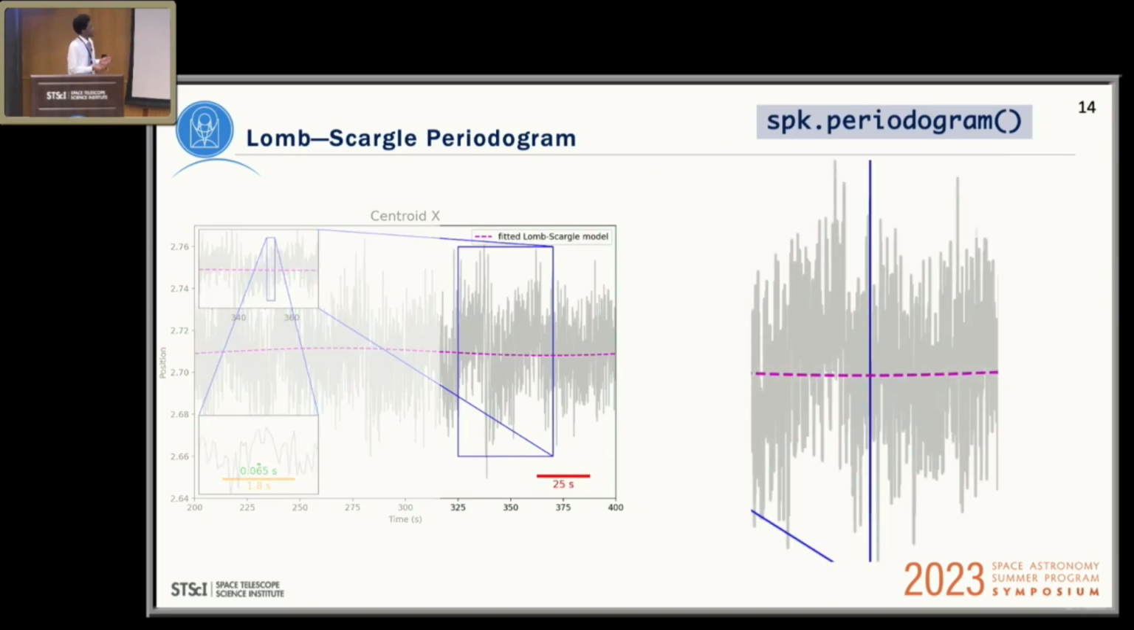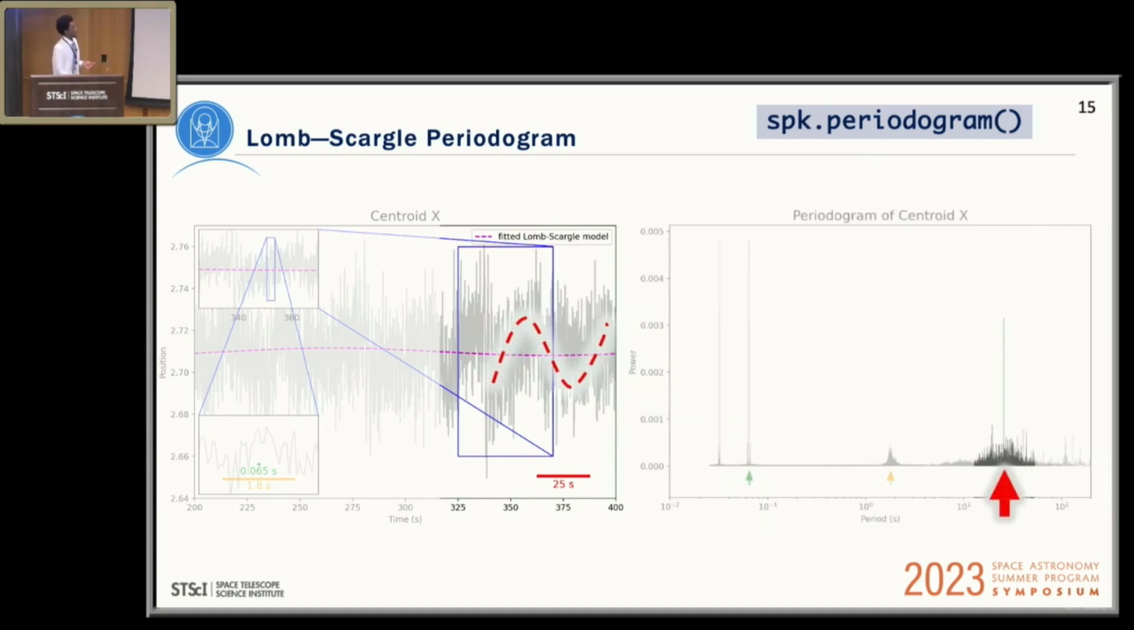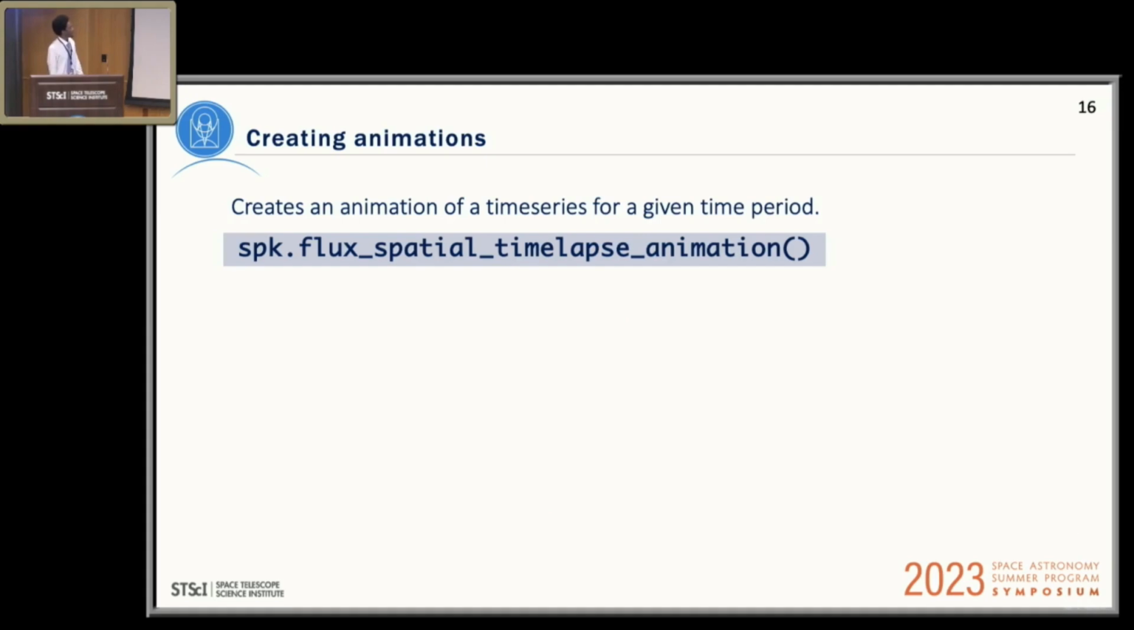And you can kind of see there's some kind of oscillation here, like there's a sinusoidal pattern. So with the periodograms, you can easily look at this frequency or the period, and with a large array of data, you can quickly look at what kind of periodicities are in your data sets with any Gaussian parameter. You can also create animations too.